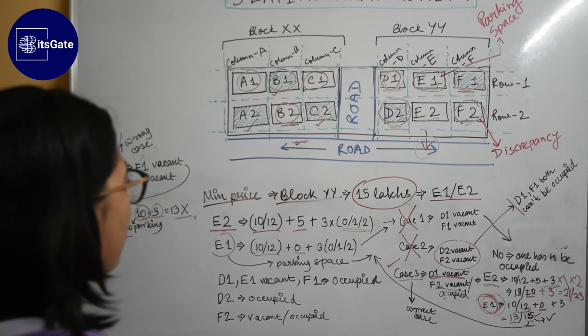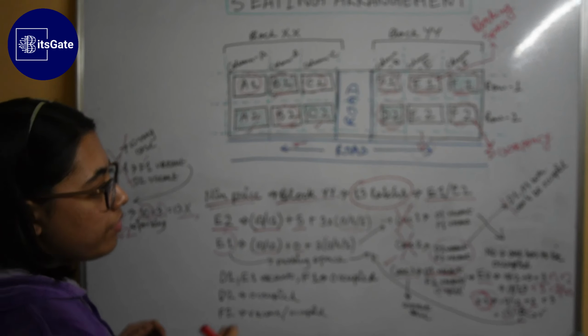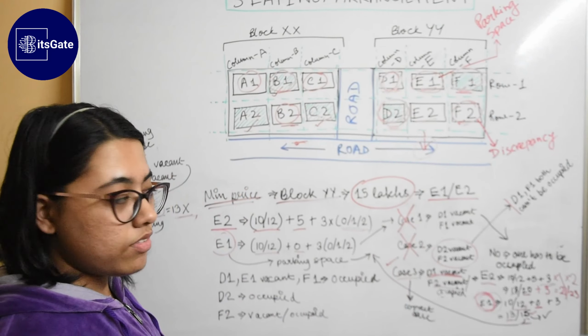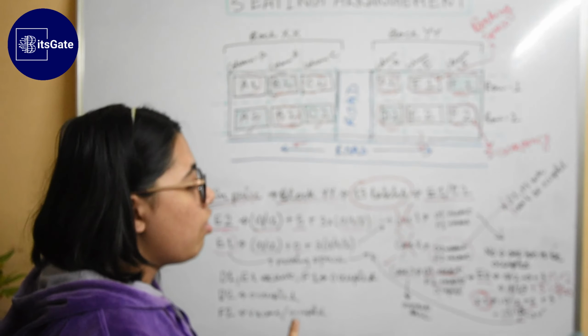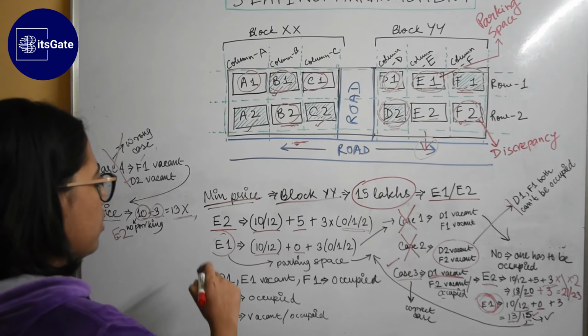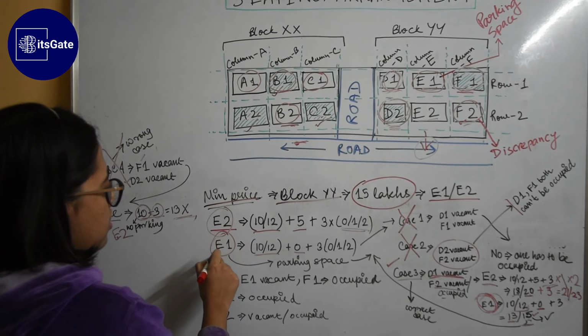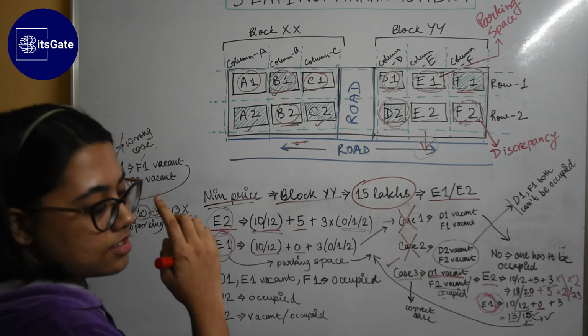So in block YY we have been given that the minimum price is 15 lakhs and it is also given that that price is of either E2 house or E1 house. So let us take two cases, if it's for E2 house or it's for E1 house. First of all, let's compute the prices.